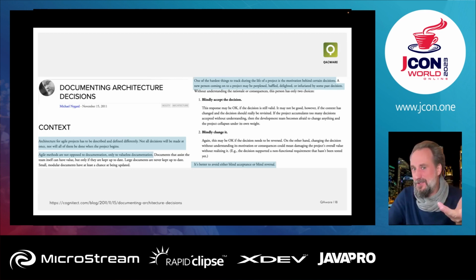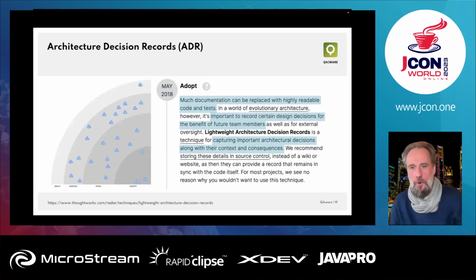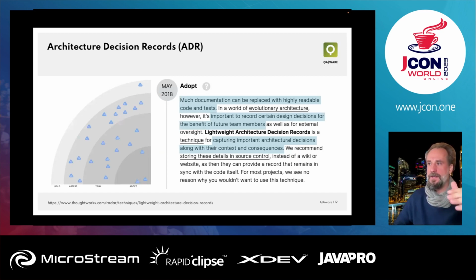Blindly accepting this decision is not good. Blindly changing it is also not good. So what he proposed is something called an architecture decision record. Again, a lightweight form to capture important architectural decisions along with their context and consequences, okay? What was the context of the decision? What were the alternatives, and what are the consequences?